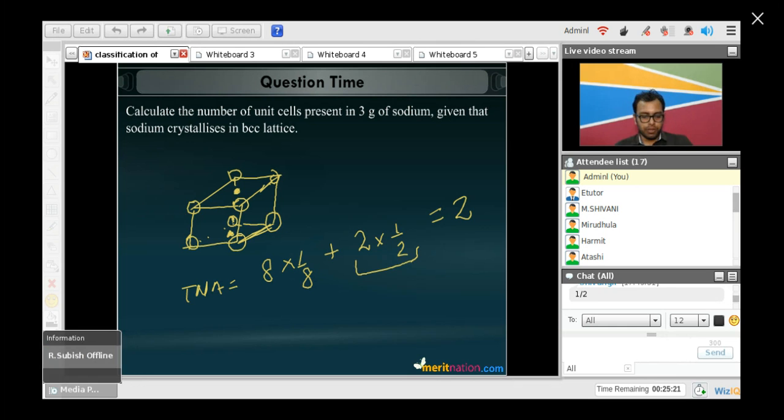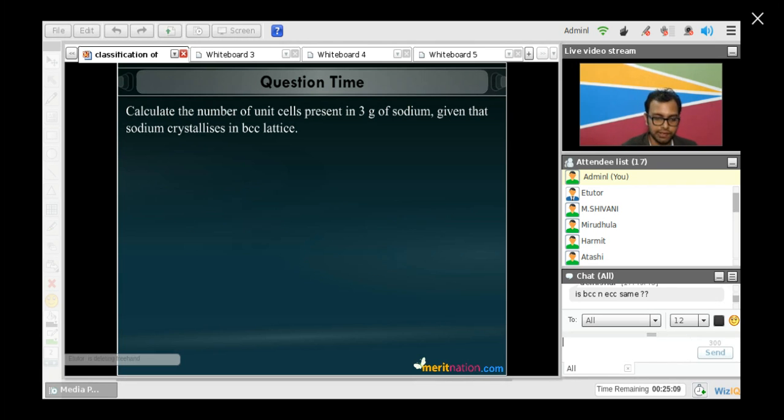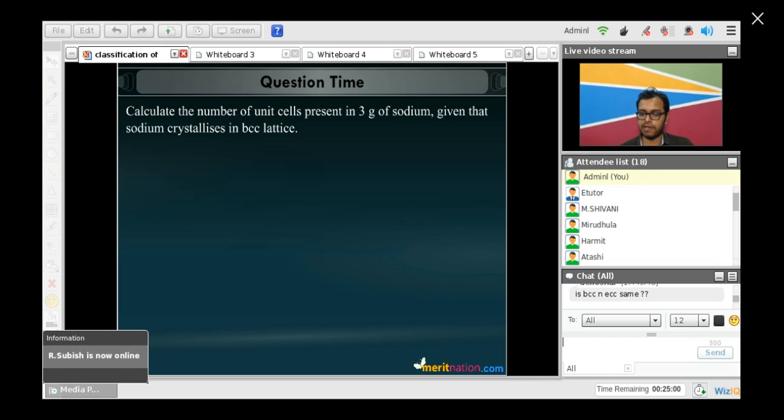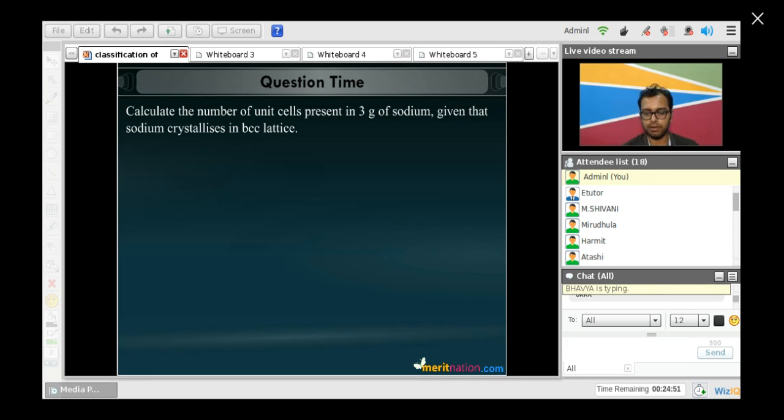Okay, so you have to solve this question. Has anyone solved it yet? Okay, I'm going to remove this. Has anyone solved the question yet? Or do you have any clue? Yeah, the number of atoms is the same in BCC and ACC. The number of atoms present in a unit cell is the same.